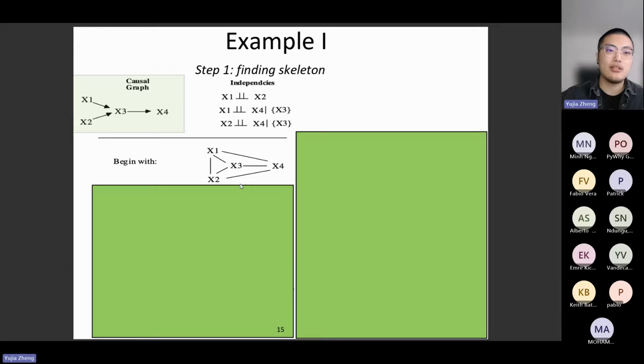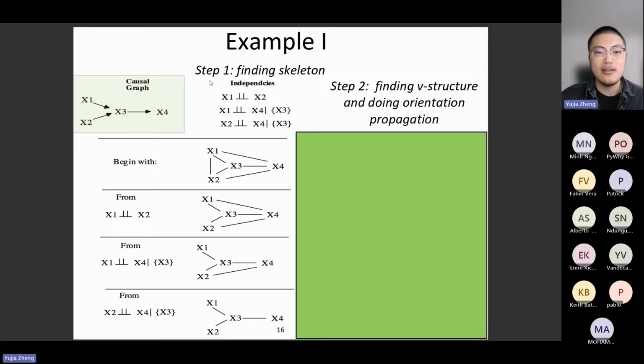For example, with the PC algorithm, they just observe data from this causal graph, but obviously we cannot observe the causal graph itself. So we have these conditional independence relations. The PC algorithm starts from a complete skeleton. And then the first step is to find a skeleton based on this CI test. For example, beginning with this complete skeleton, because x1 is independent of x2, we can remove the edge between x1 and x2. And then we can remove x1 and x4 based on this conditional independence relation. And then we can remove x2 and x4 based on this relationship. So after that, we get a skeleton of the underlying ground truth.